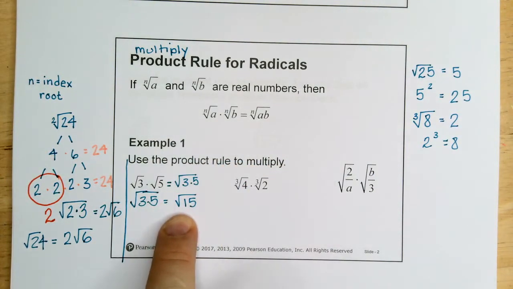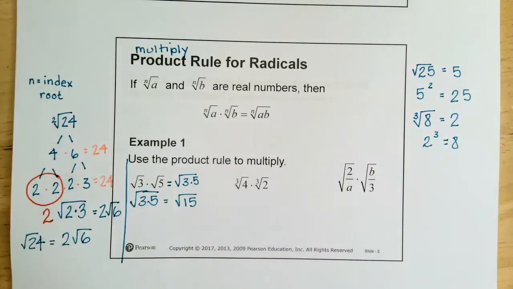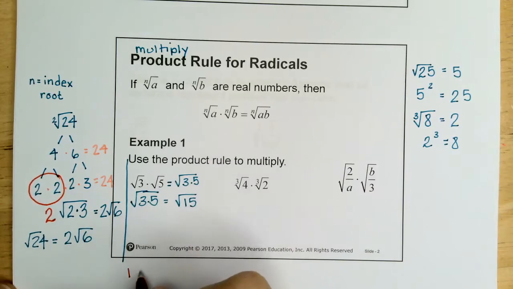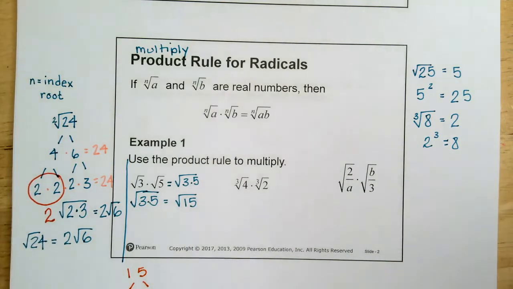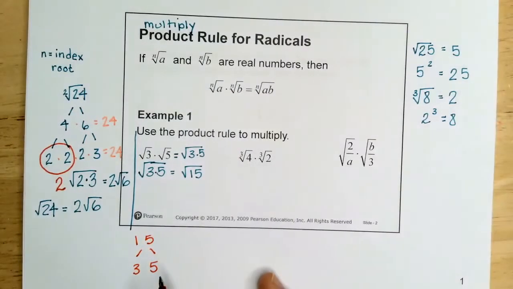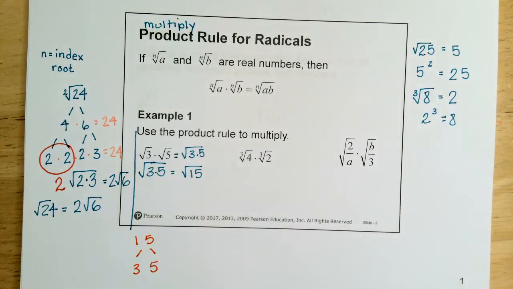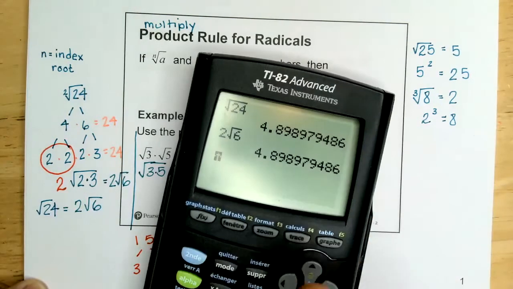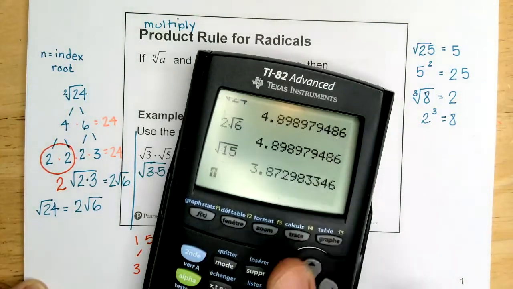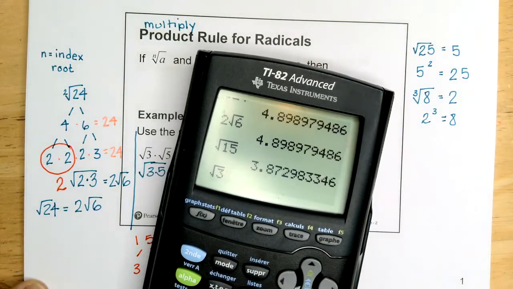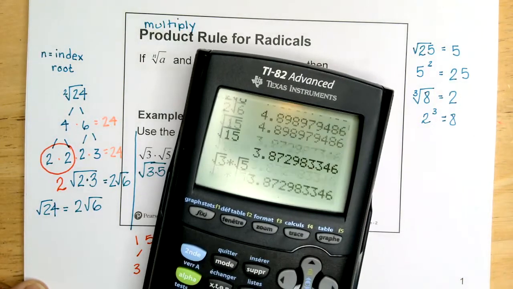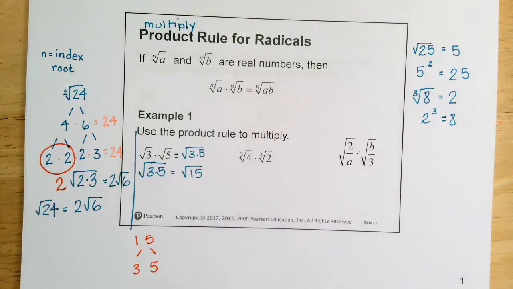15 is not prime, but it's also not going to simplify, right? If I had 15, I could only break that down into 3 and 5, what it was before, right? And there are no pairs. So the square root of 15 is the square root of 3 times the square root of 5. And you can check that. The square root of 15, the square root of 3 times the square root of 5. Get the same. All right.